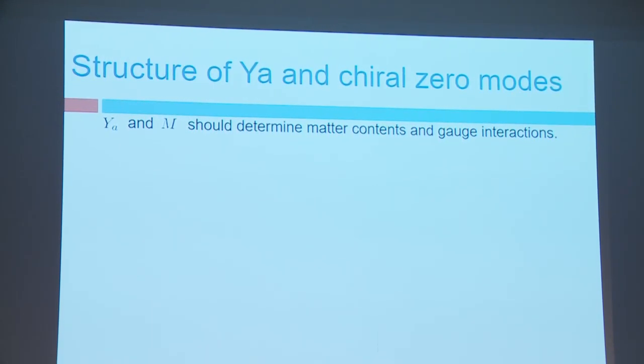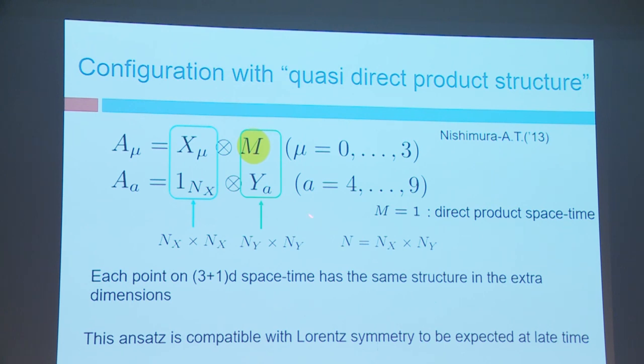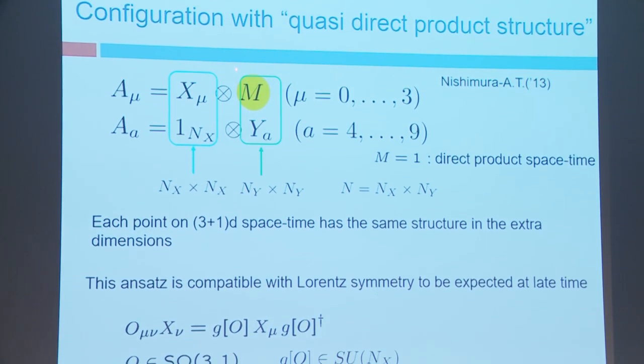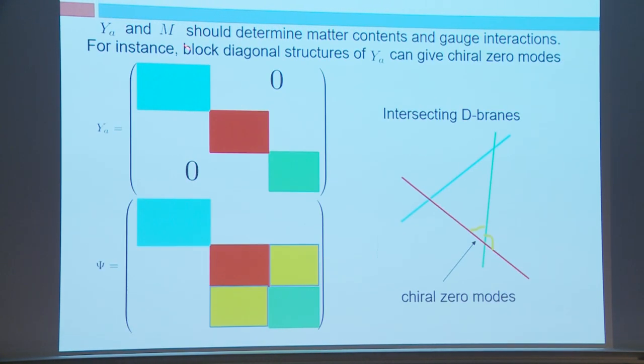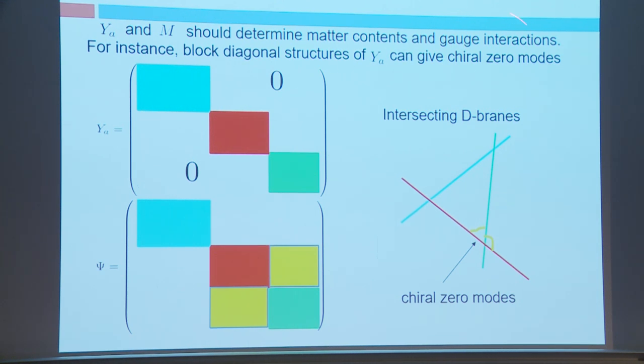Now, let me comment on the structure of Y_A and chiral zero modes. Y_A and M should determine matter contents and gauge interactions, which belong to the extra dimensions. For instance, a block diagonal structure of Y_A can give chiral zero modes, because each block corresponds to some D-brane, which can intersect each other like this. So you obtain the chiral zero modes at intersecting points, which come from the short strings that stretch between the two D-branes. This is an interesting subject, but I have no time to discuss this point in this talk.